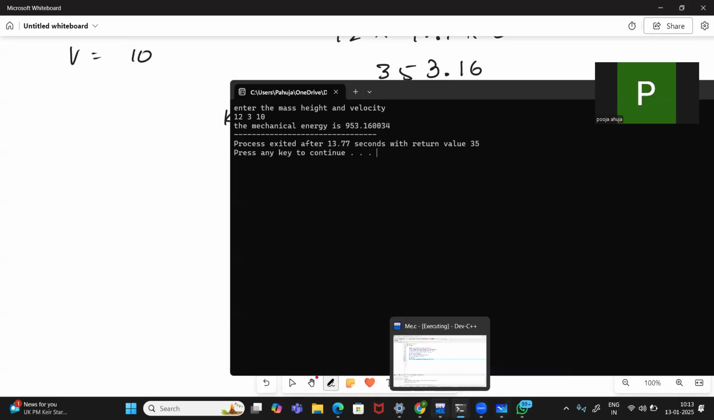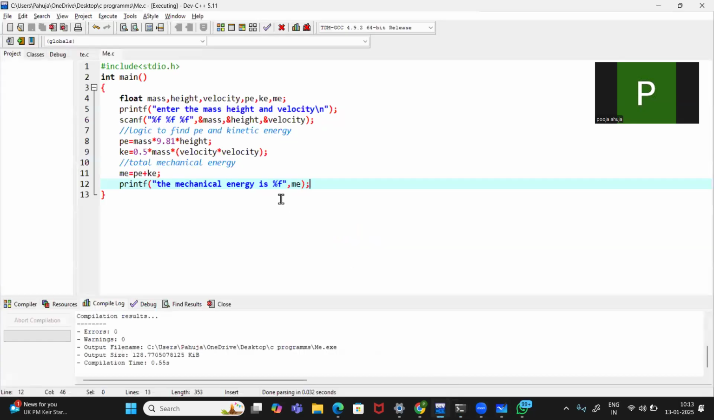So this completes the program for finding the mechanical energy of the particle using the formula E equal to mgh plus half mv squared.